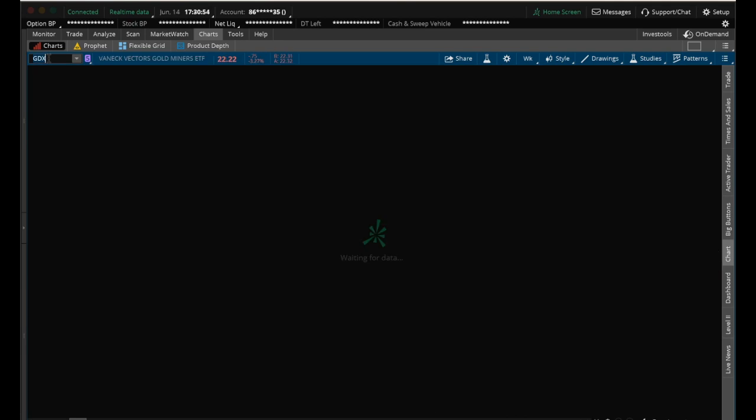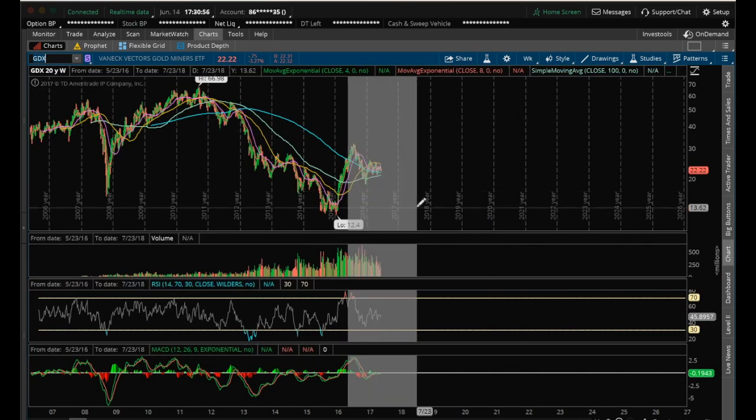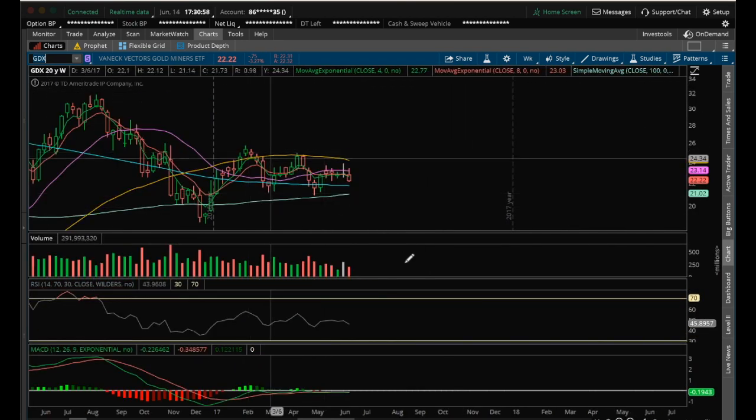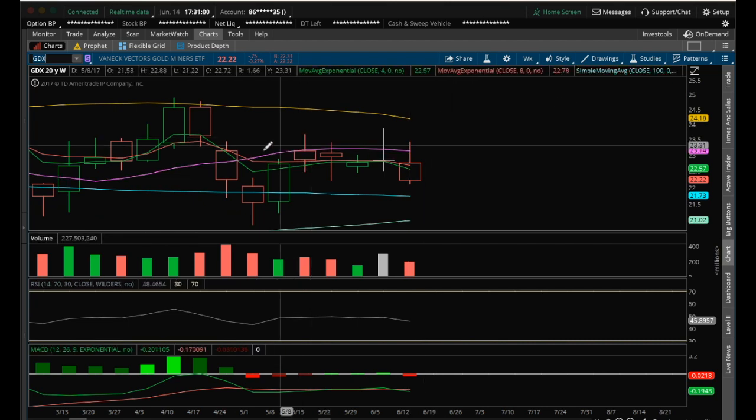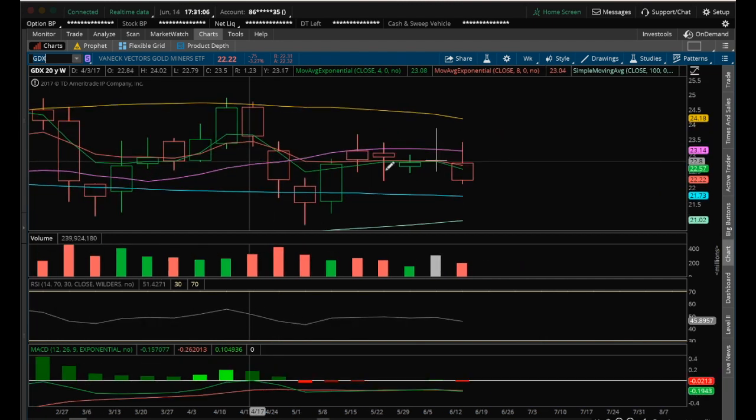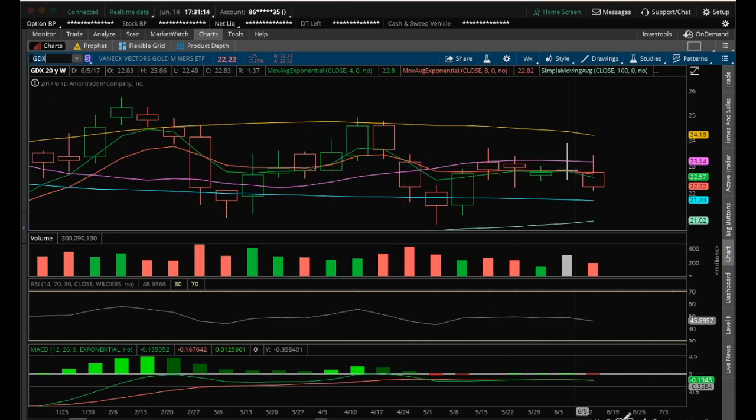As far as the miners go, big red day today on senior and junior miners. And weekly, you can see how many times we've now rejected this 20 MA on the back test on senior miners on the longer term charts. We need to get above that 20 MA. And another red flag here is that we're continuing to set lower lows. So let me show you.